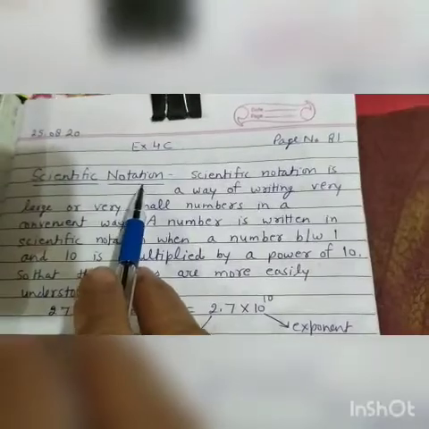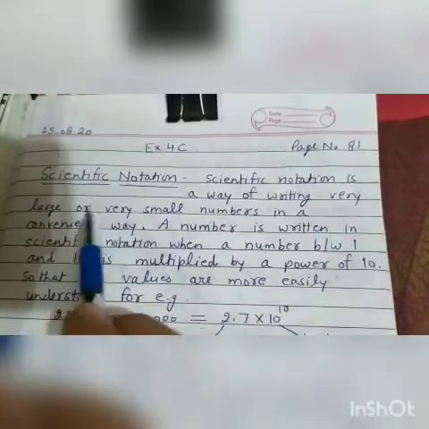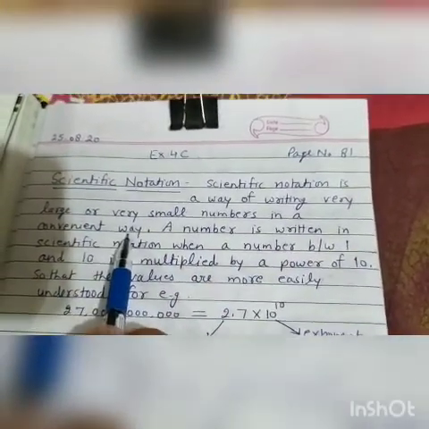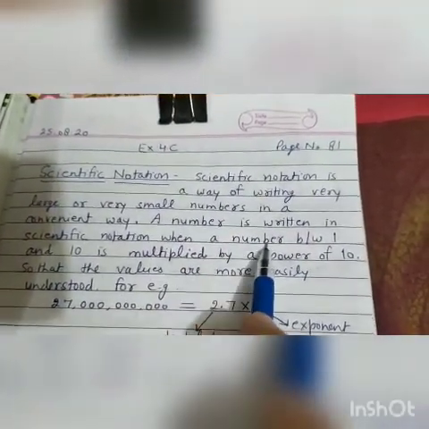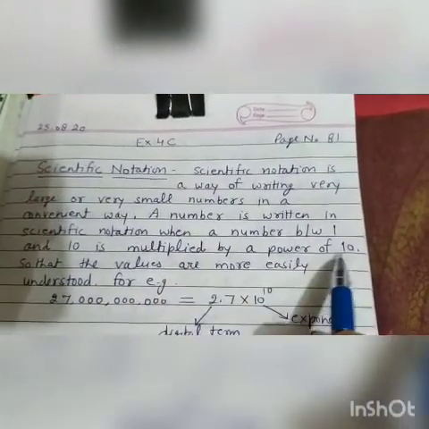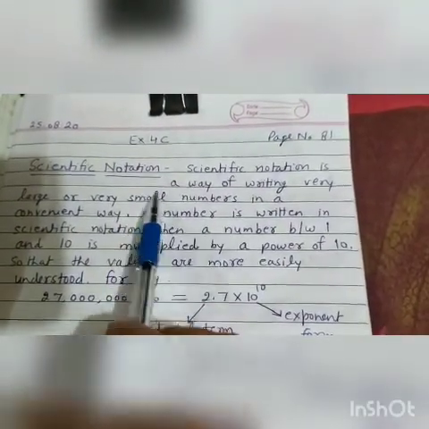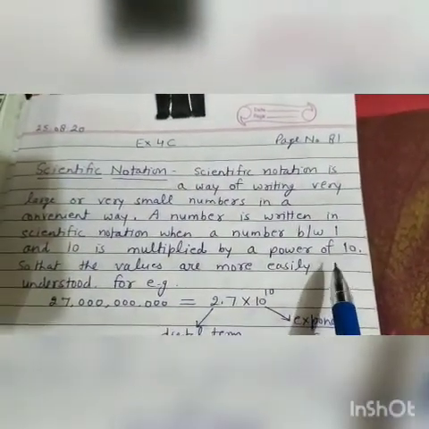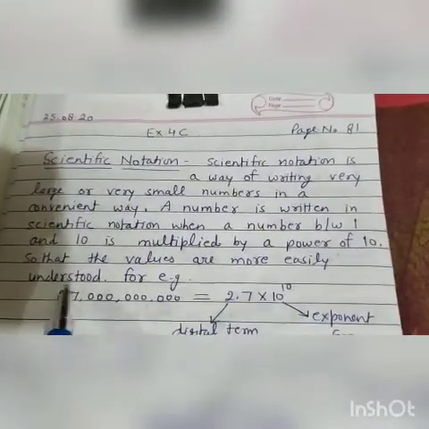Scientific notation is a way of writing very large or very small numbers in a convenient way. A number is written in scientific notation when a number between 1 and 10 is multiplied by a power of 10. Means in scientific notation we take a number between 1 and 10 and multiply it with a power of 10, so that the values are more easily understood.